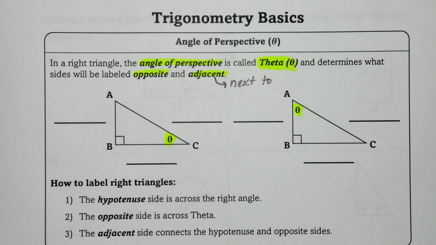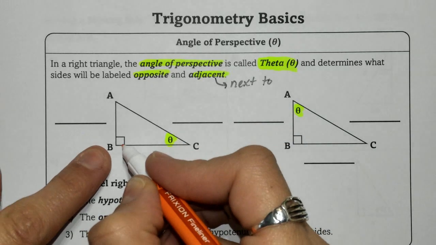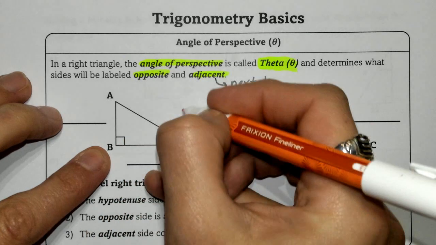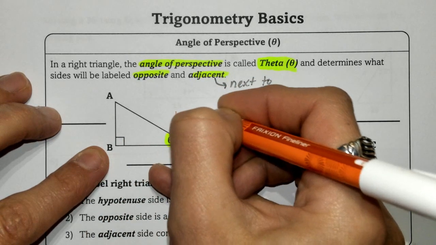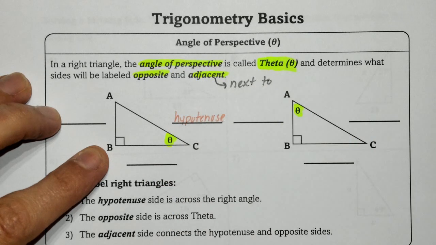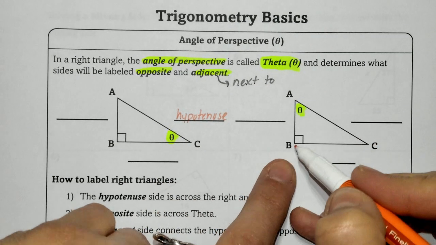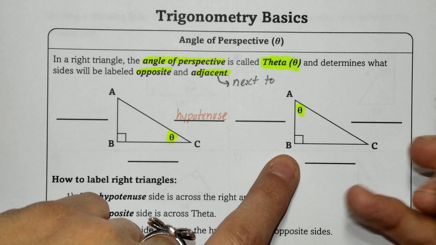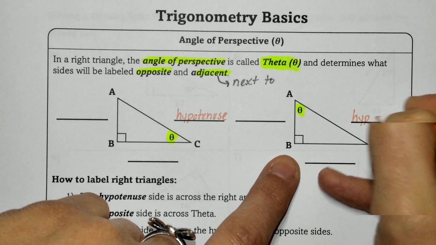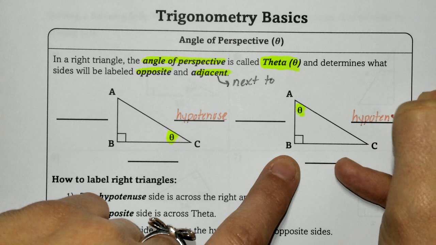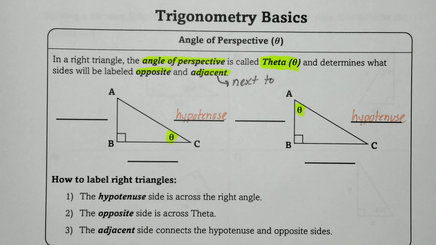So what that means is your hypotenuse is never going to change locations. Your hypotenuse, as we should remember, is always going to be across from the right angle. So this right here would be your hypotenuse. And on the other triangle, even though the reference angle changed, it's still going to be across from vertex B, which will be your right angle. Now, depending on where the reference angle is, this is going to let you know which side's opposite, which side is adjacent.